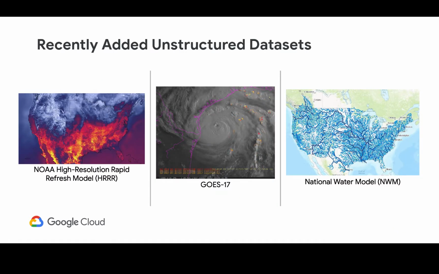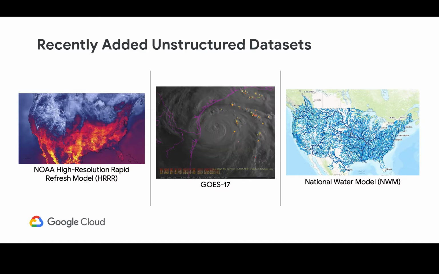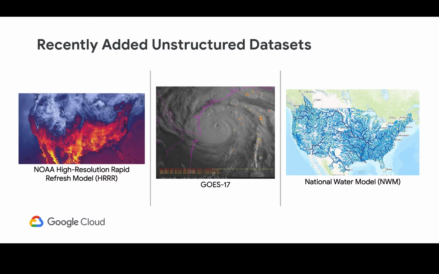We're constantly adding new datasets, and here are just 3 examples of recently added unstructured datasets, all coming from NOAA, the National Oceanic and Atmospheric Administration. They include a high-resolution rapid refresh weather model, the new GOES-16 satellite imagery, and NOAA's National Water Model that provides stream flow information across the continental United States.